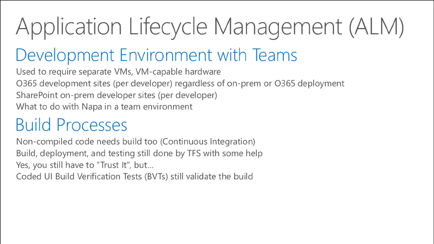So we used to require separate VMs and VM-capable hardware. Office 365 development sites per developer can be used regardless of on-prem or Office 365 deployment of your app. And then in terms of Napa, what do you do with that in a team environment? We know that if you're using Office 365 developer sites, we can use this basically Visual Studio for SharePoint apps in a browser. The challenge is that that's per developer, right? So if I have a Napa app that I'm creating, Ayman can't necessarily see that, right?